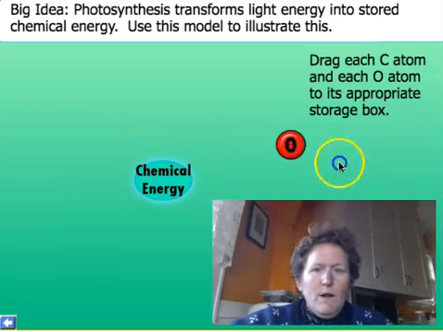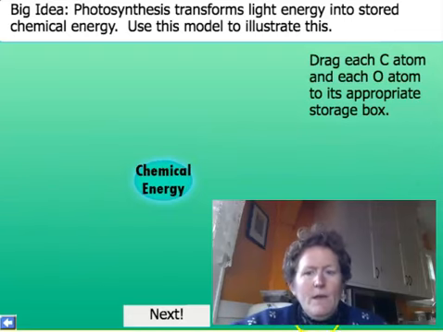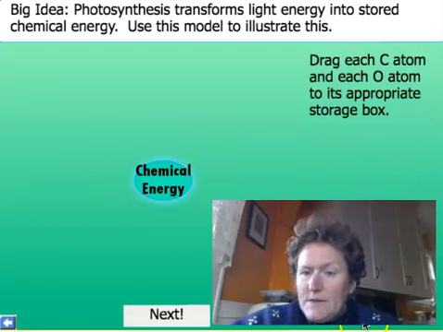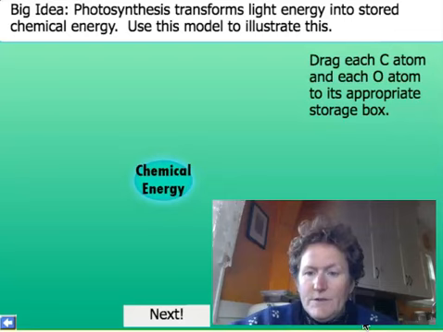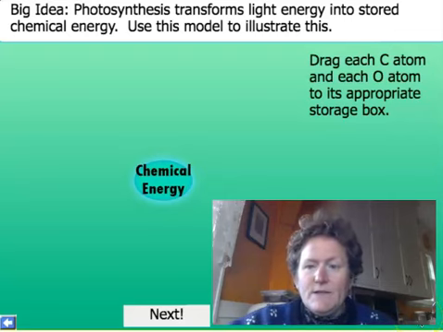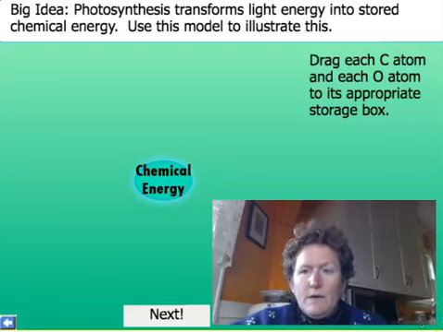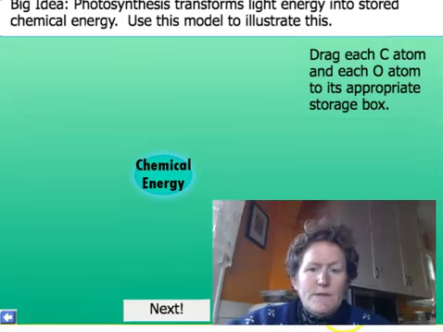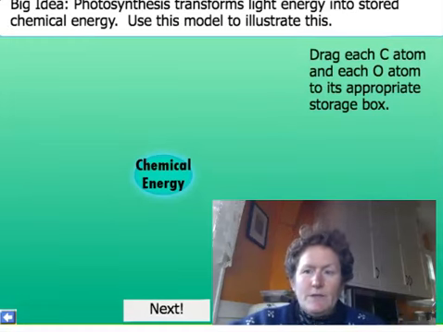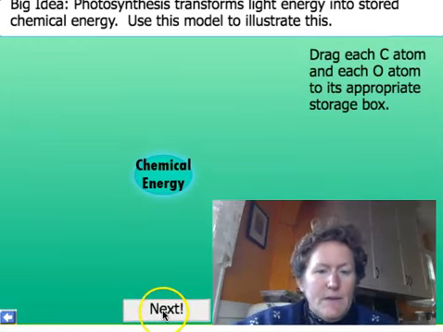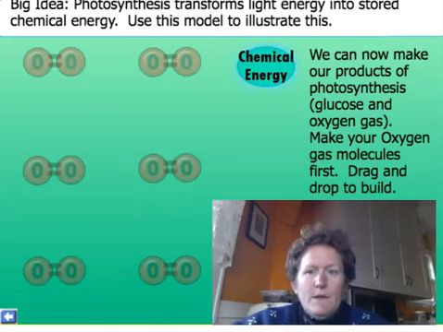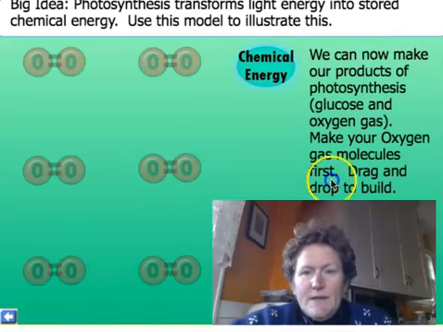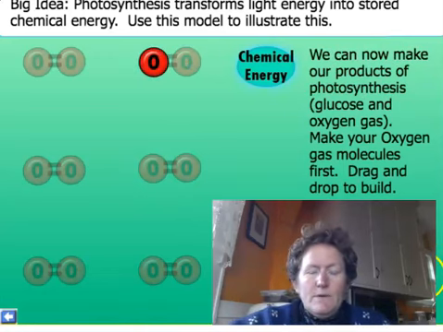And when we're all done here, we're going to have 6 carbons, 12 hydrogens, and 18 oxygens. Now, if we're going to make glucose, you know that the formula for glucose is C6H12O6. So we have a bunch of extra oxygen here that the plant doesn't need to make glucose. So in order to kind of tidy up before we start making glucose, we make oxygen.